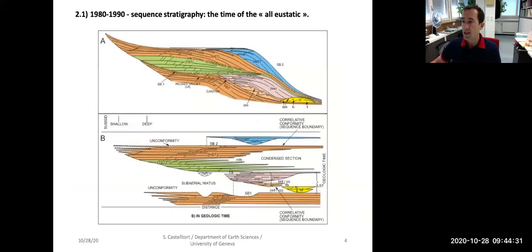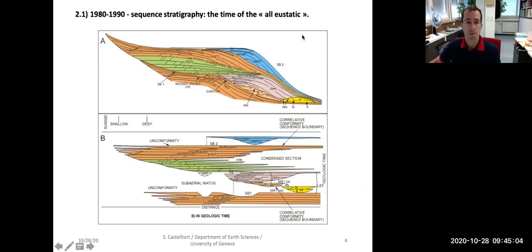Okay, so there are several chapters here, five little chapters. The first one is about sequence stratigraphy, and the dates I put here are 1980 to 1990. And this was the time of the eustatic. I don't know if this rings a bell. Later in the course, I will take those concepts back to explain them well to you, so that you master them.